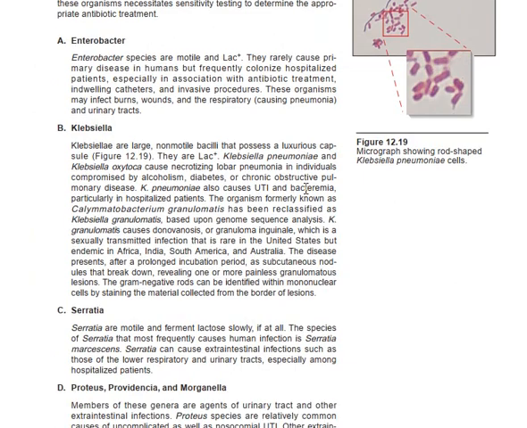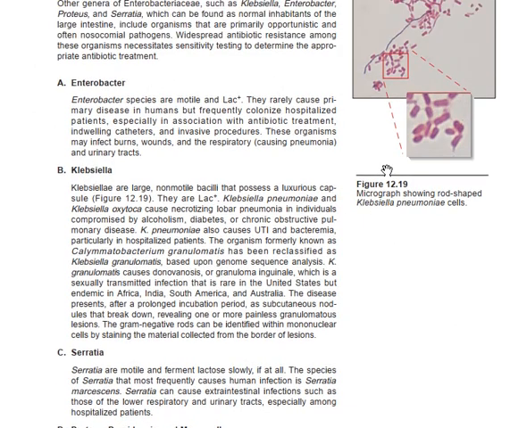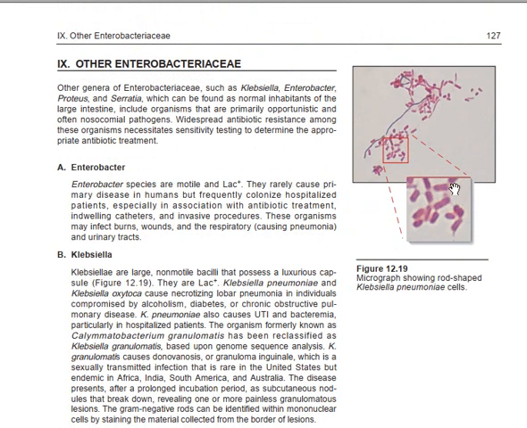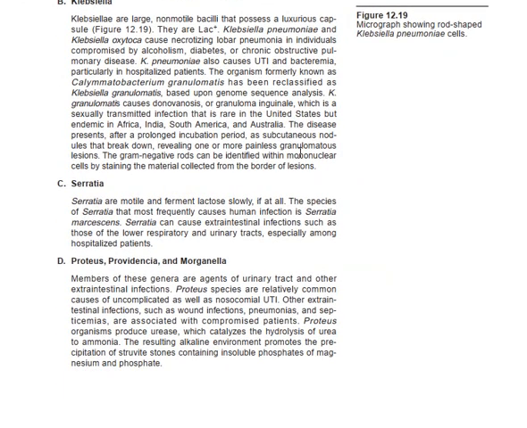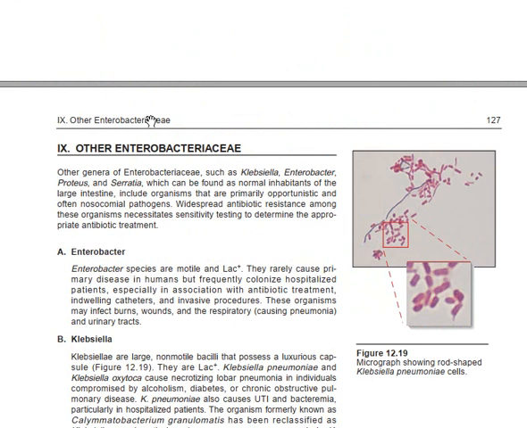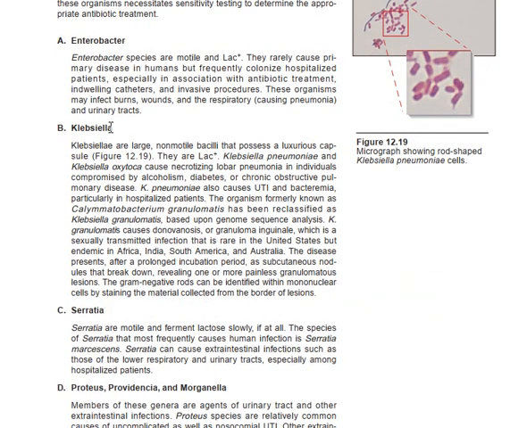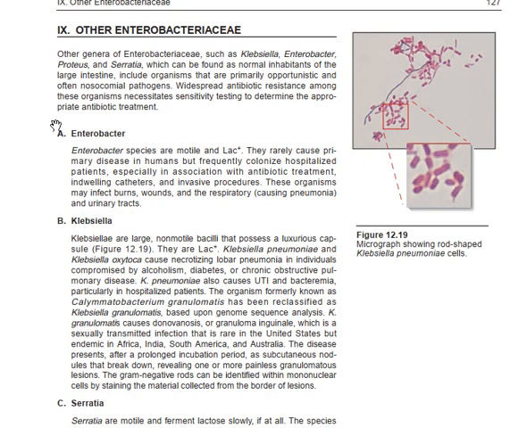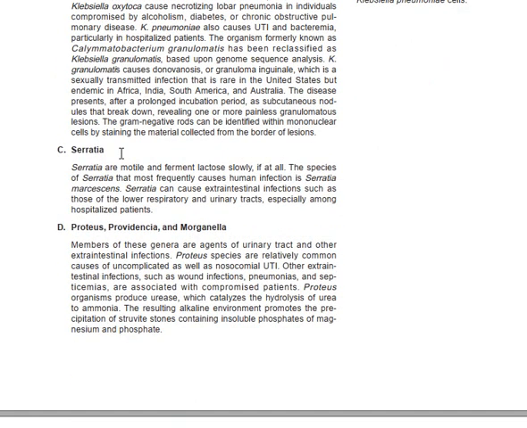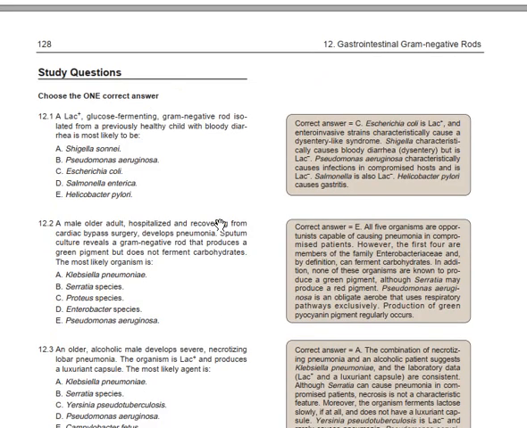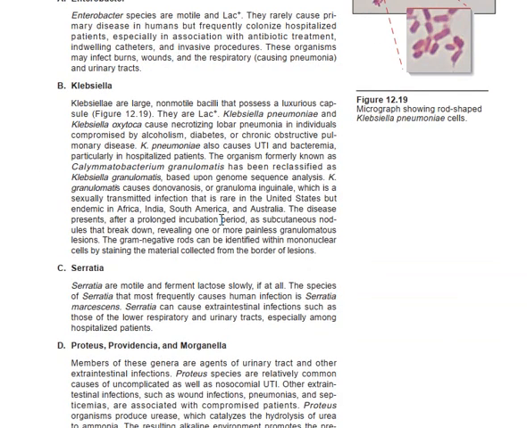Now we are going to move on to the Enterobacteriaceae family. So this is a micrograph showing rod-shaped Klebsiella species. These are examples of the Enterobacteriaceae family. The Enterobacteriaceae family consists of Klebsiella, Enterobacter, Serratia, Proteus, Providencia and Morganella. Is it clear? So these are the different disorders that you have visualized here in cases of this disease.